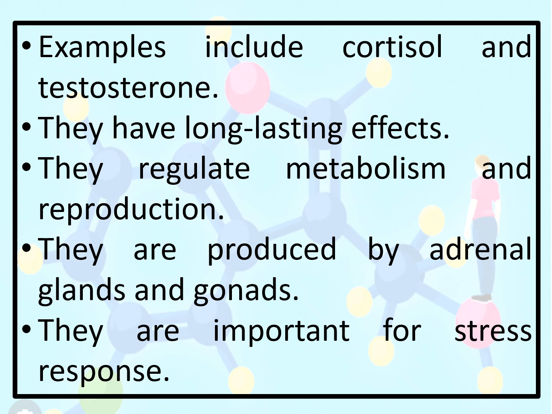They also regulate metabolism, and they also regulate reproduction. They are produced by the adrenal glands and gonads, whereas the peptide hormones are produced by the pancreas. These steroid hormones are produced by the adrenal glands and gonads, and they are very important for the stress response also.